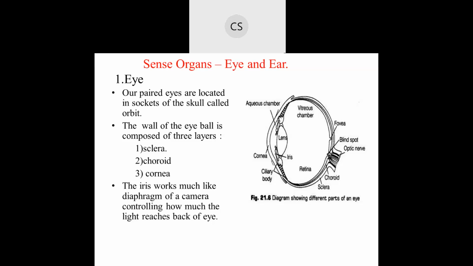Light enters the eye through the cornea, the clear front surface of the eye, which acts like a camera lens. The iris works much like the diaphragm of a camera, controlling how much light reaches the back of the eye. It does this by automatically adjusting the size of the pupil, which in this scenario functions like a camera's aperture.